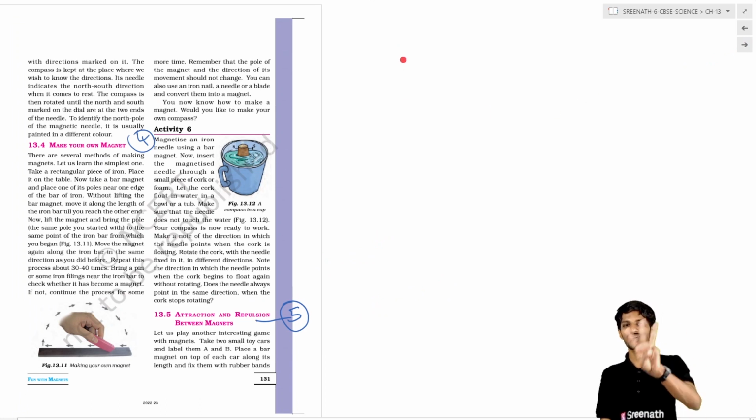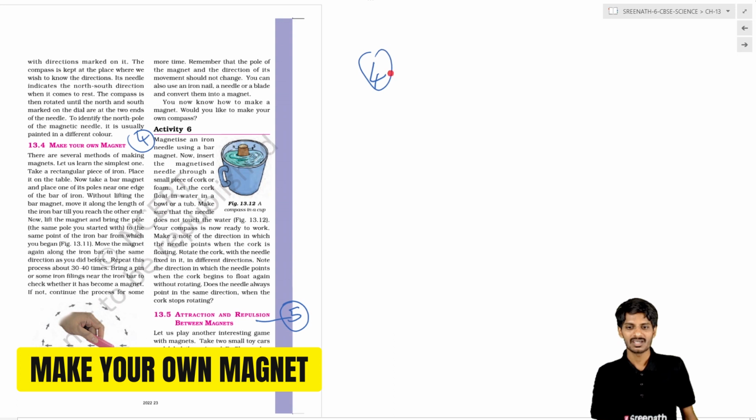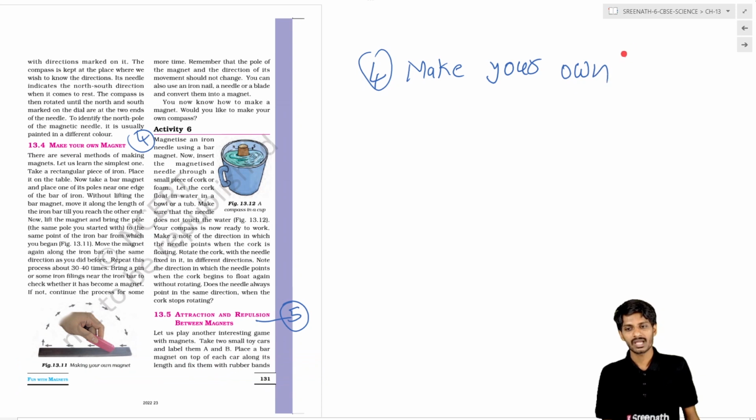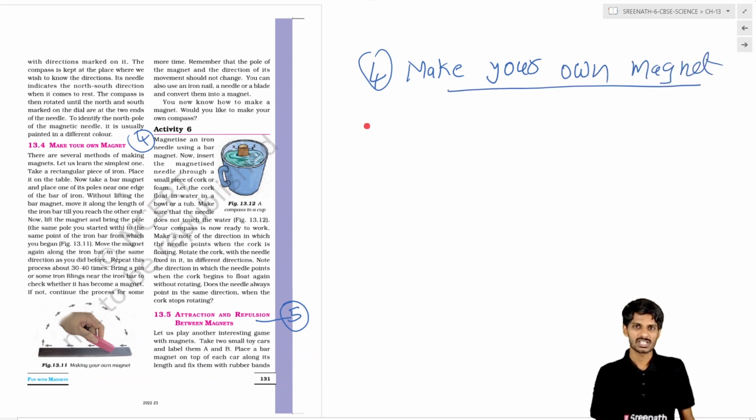So we have completed the third topic also, students. Now we have entered into the fourth topic. What is the fourth topic? Make your own magnet. How can we make our own magnet? Okay, it is very simple.